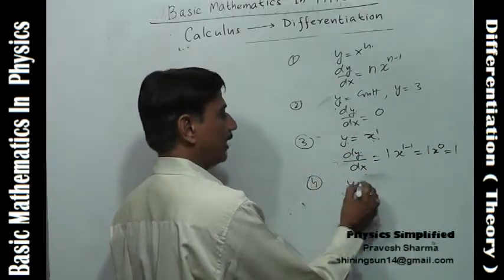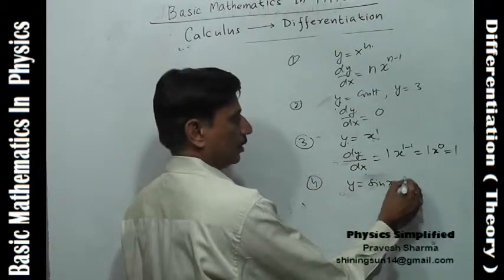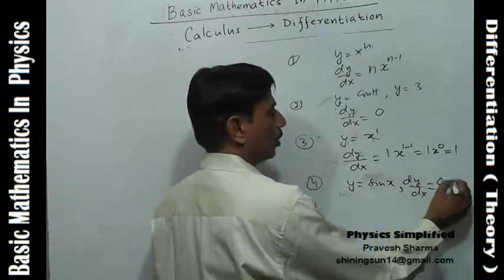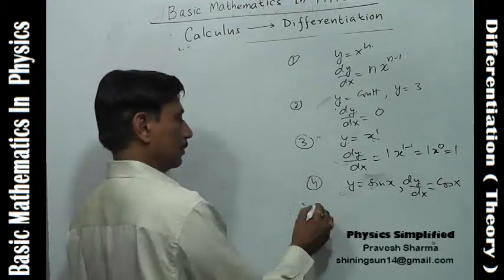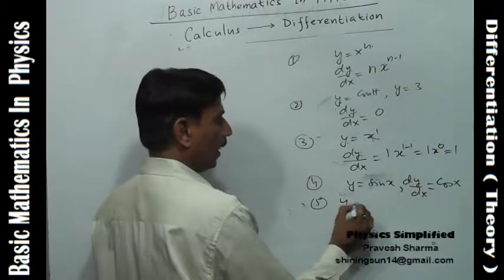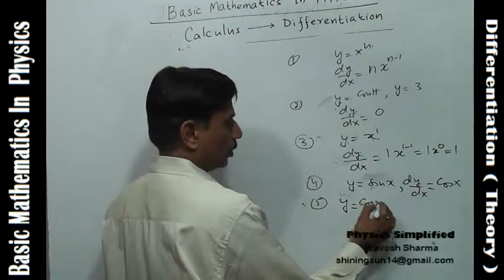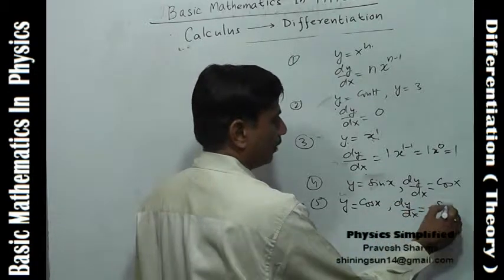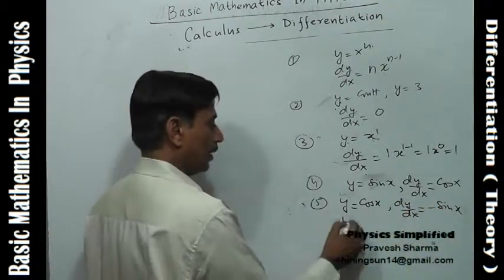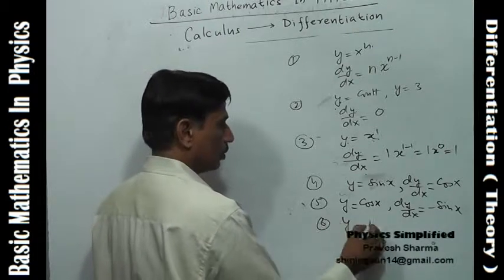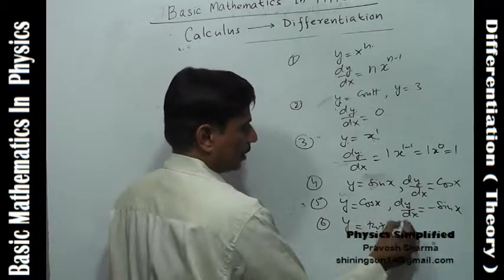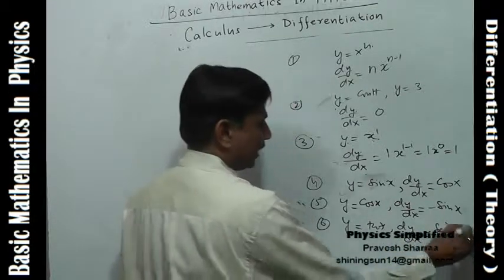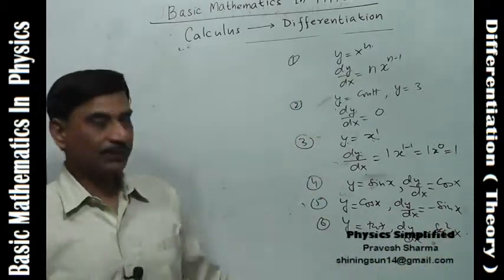If y is equal to sin x, then dy by dx is equal to cos x. If y is equal to cos x, then dy by dx is equal to minus sin x. If y is equal to tan x, dy by dx is equal to secant square x. So these are some of the basic formulas.